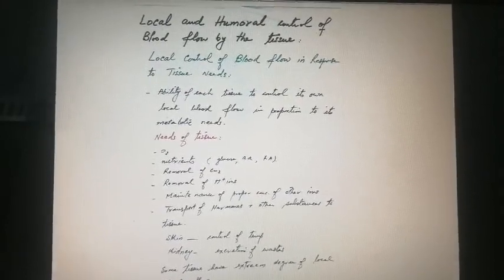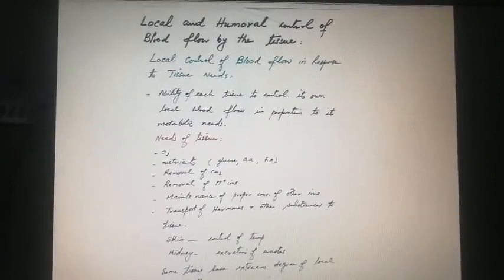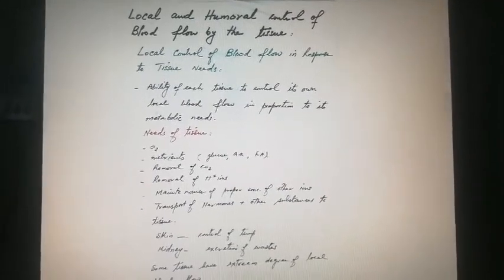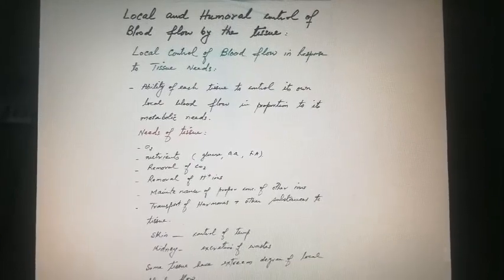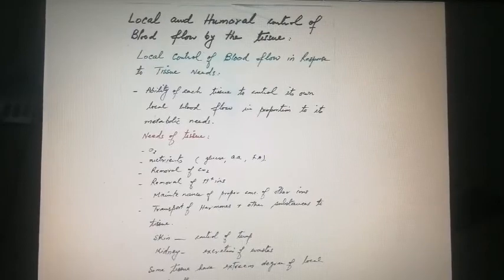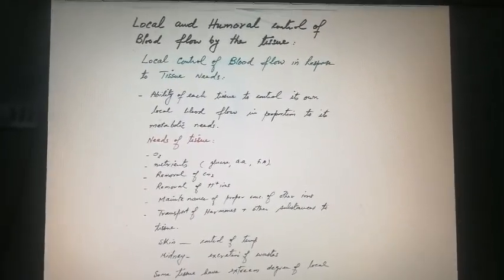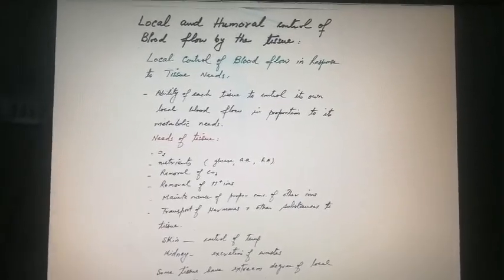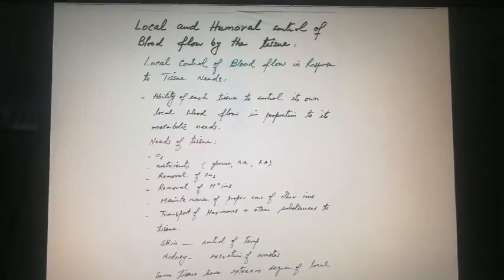So first of all, local control of blood flow in response to tissue needs. The tissue need is very important. The local blood flow depends on tissue need. Tissue need means the metabolic need of the tissues, the activity of the tissue. The resting tissue needs little blood flow, and the active tissue needs more blood flow. So the story is centered around the metabolic need, the need of the tissue.